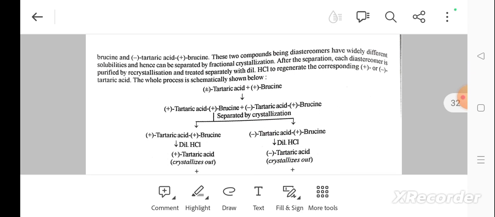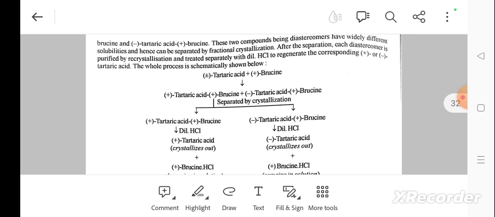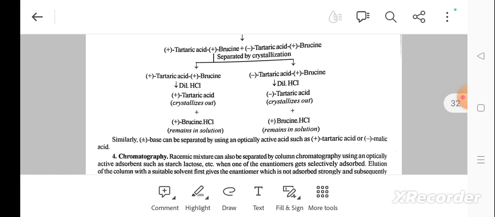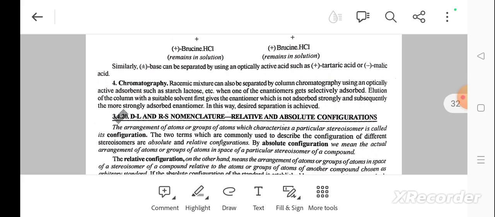The whole process is schematically shown below. Positive-negative tartaric acid plus brucine gives the negative tartaric acid plus positive brucine salt and the positive tartaric acid plus positive brucine salt, separated by the crystallization process. Similarly, a racemic base can be separated by using an optically active acid such as positive tartaric acid or negative malic acid.